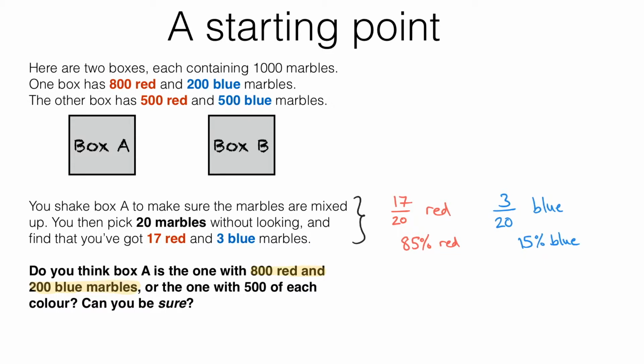Let's look at the original information. Well, this box here is 80% red and 20% blue, whereas the other box is 50% red and 50% blue.